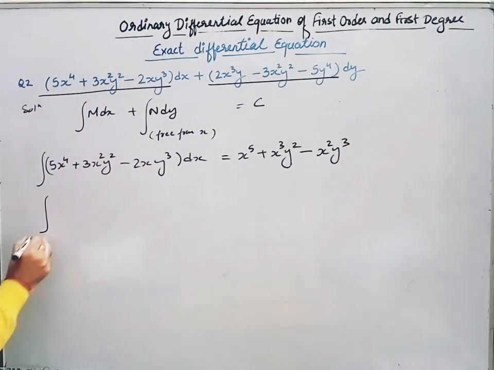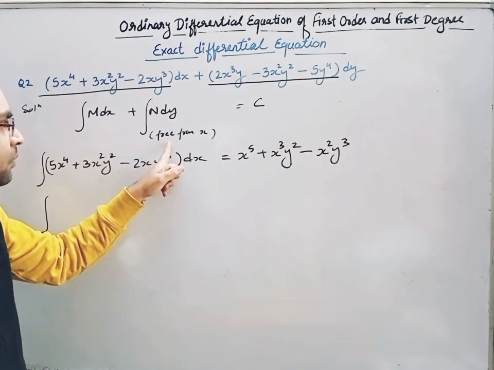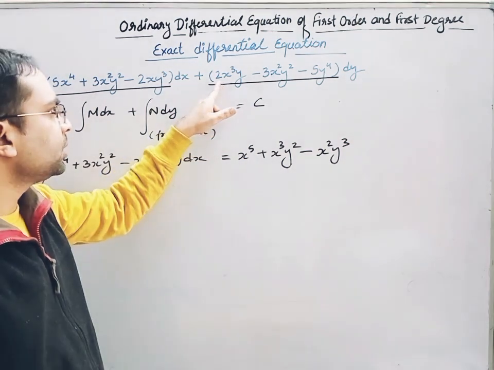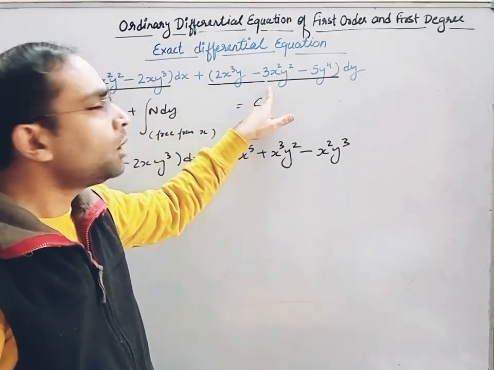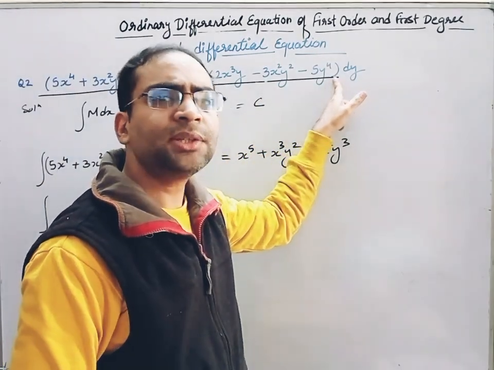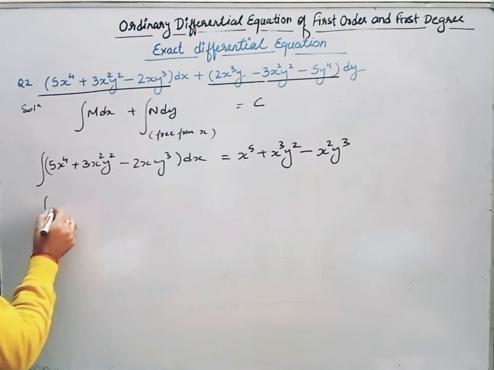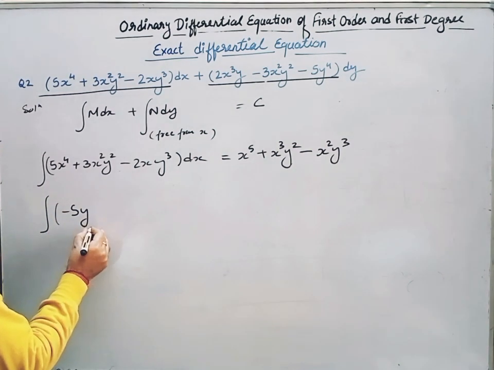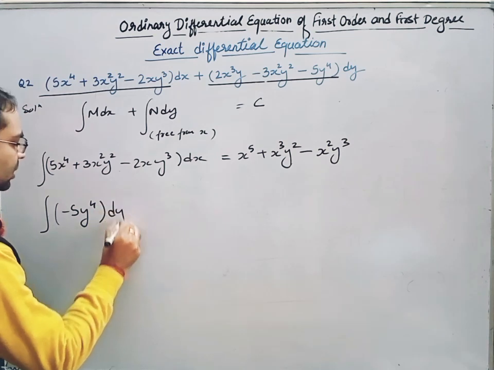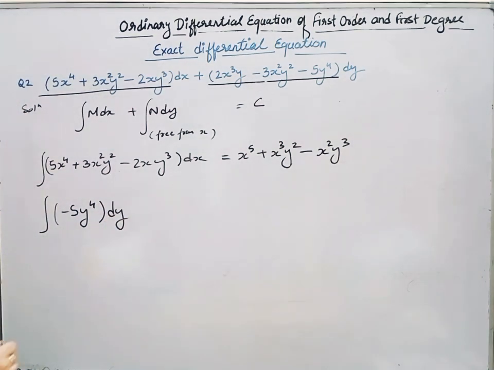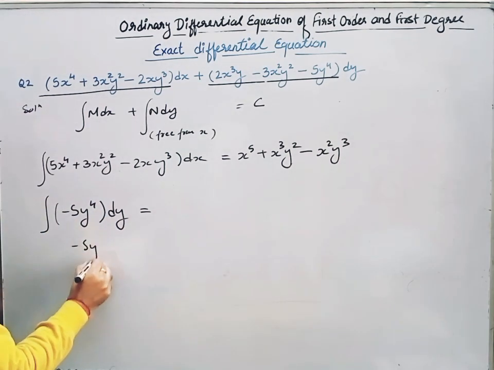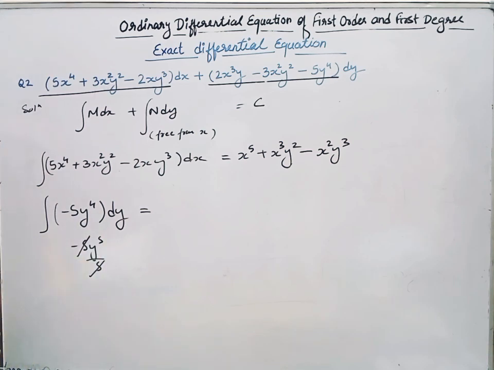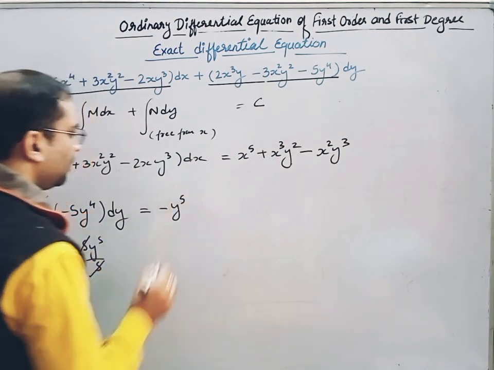Now we'll solve integral of n dy, and we'll take only those terms of n which are free from x. Here we can see 2x cube y is not free from x. Minus 3x square y square is also not free from x. And minus 5y to the power 4 is free from x. So we'll only consider minus 5y to the power 4 and integrate this with respect to y. This gives y to the power 5 upon 5, so minus y to the power 5 upon 5, the 5 and 5 will be cancelled. We are left with minus y to the power 5.